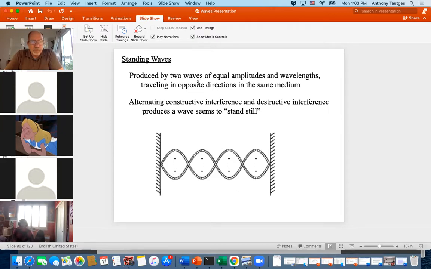Standing waves are produced by two waves of equal amplitudes and wavelengths traveling in opposite directions in the same medium. Okay, just write that down, and I'm going to show you this in a couple of different ways momentarily. Never mind about the stuff down here yet. I want to show you them first.